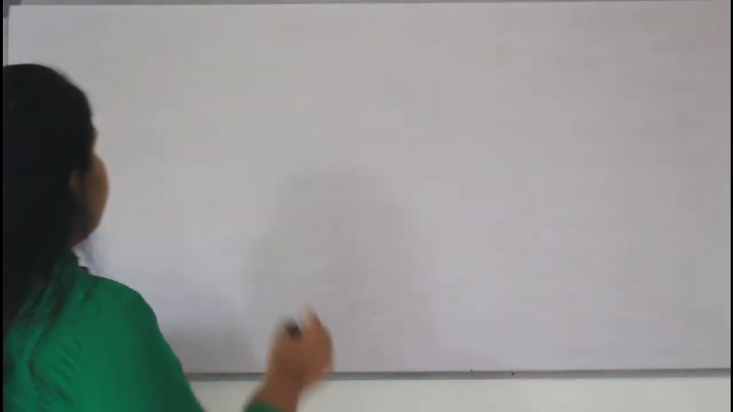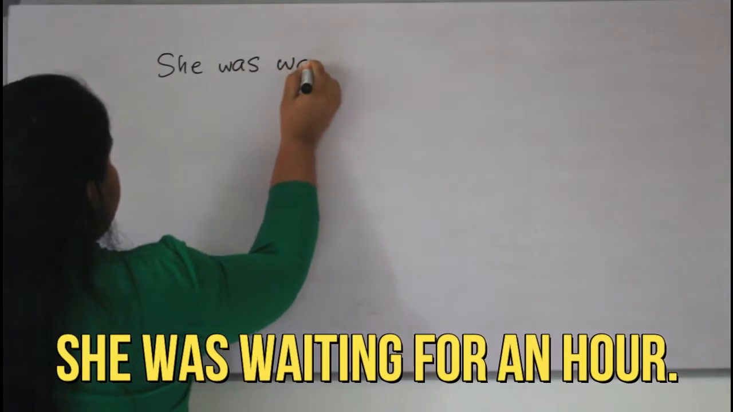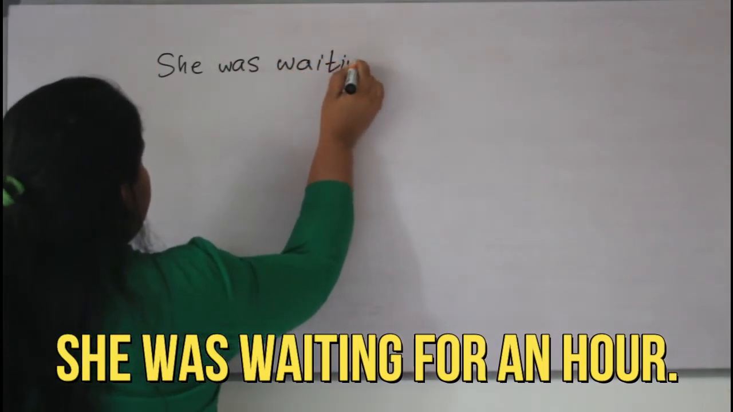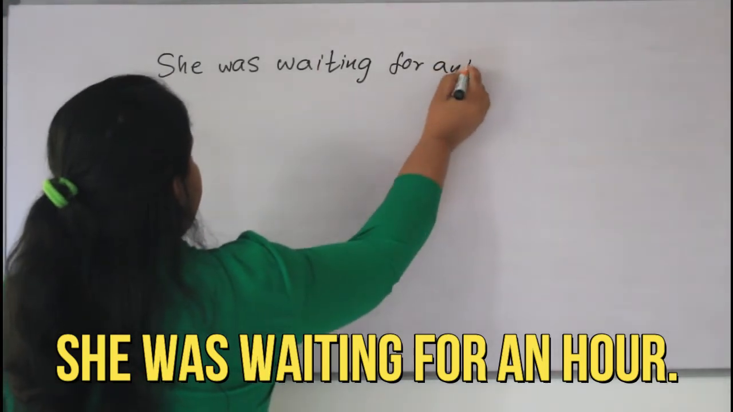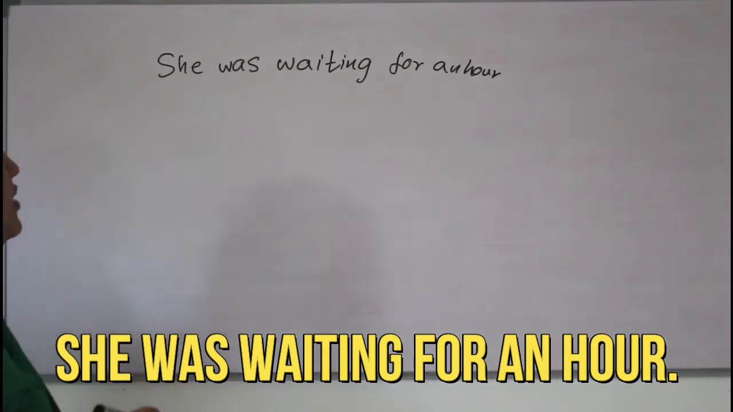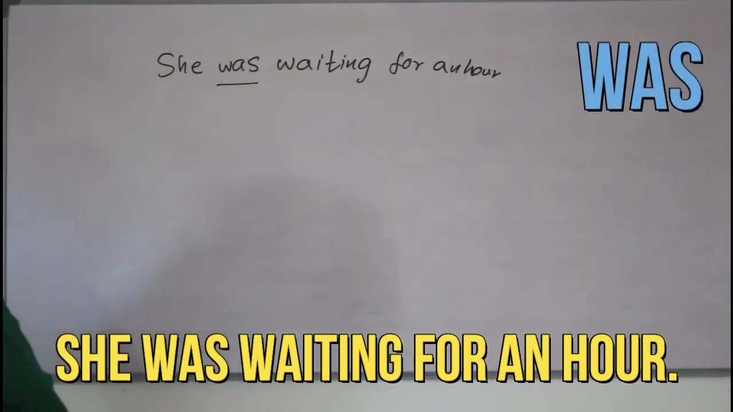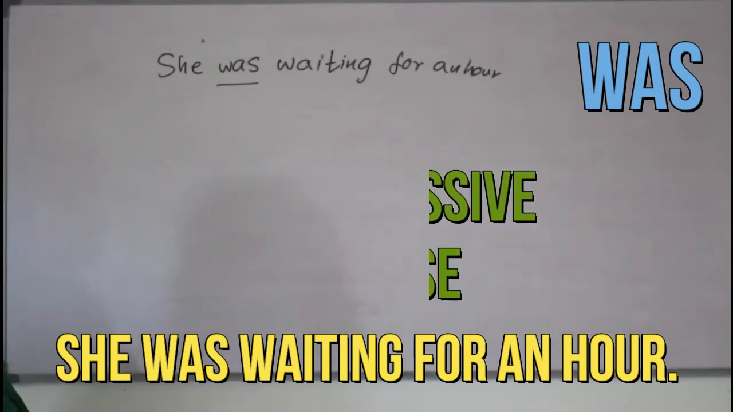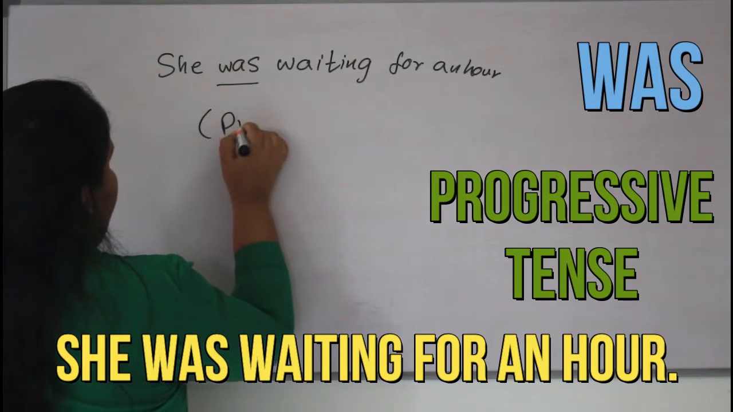Now look at this sentence. She was waiting for an hour. In this sentence, the auxiliary verb to be helps to form the progressive tense or continuous tense, which is the tense used for ongoing action. Progressive tense.